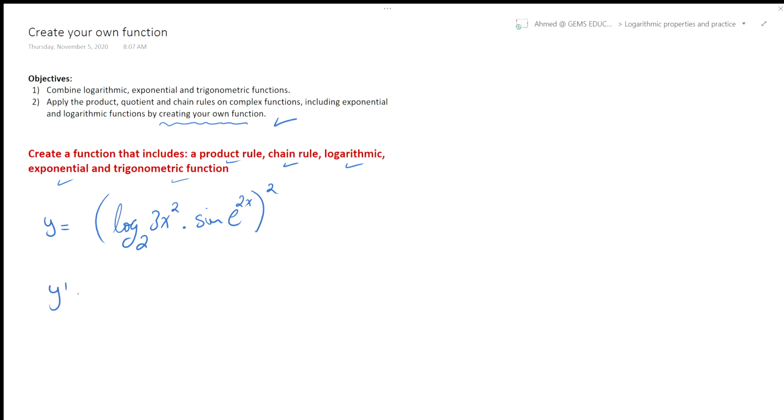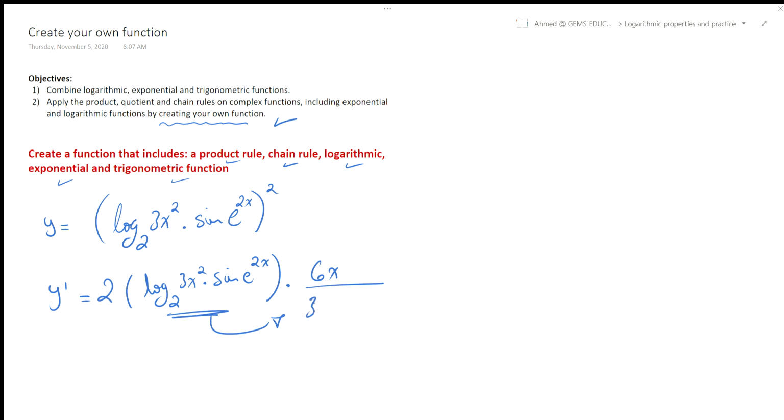So to solve this one, y prime will be, the first thing you see is a chain rule, so I'll multiply by 2 at the beginning, leave whatever is inside the bracket as it is, and then multiply by the derivative of what's inside, which is a product rule. So I'll get the derivative of the first one, the derivative of log something, which should be 6x, the derivative of 3x squared, over the original, 3x squared, multiplied by ln of the base of the log, 2. All of this is just the derivative of the first part.